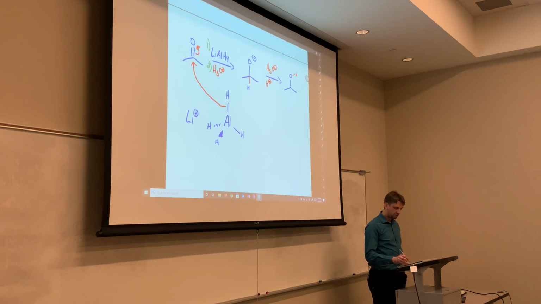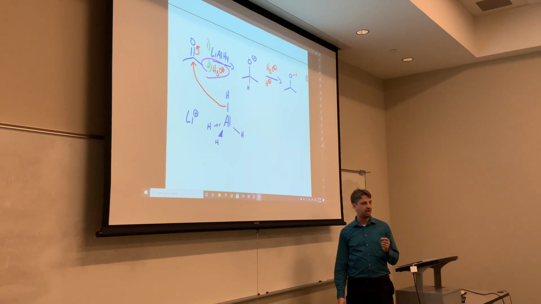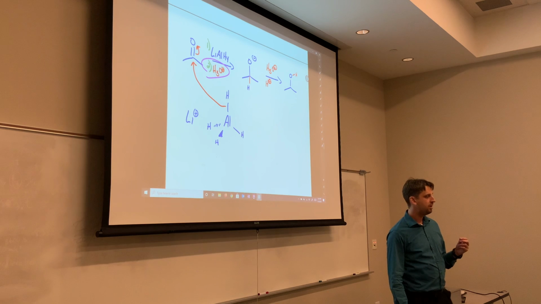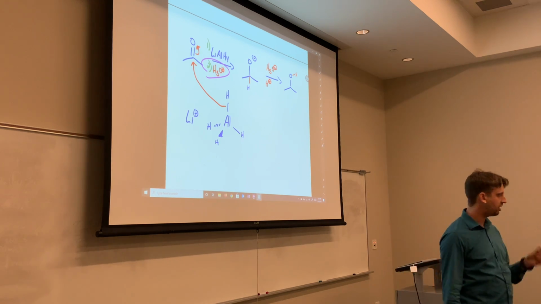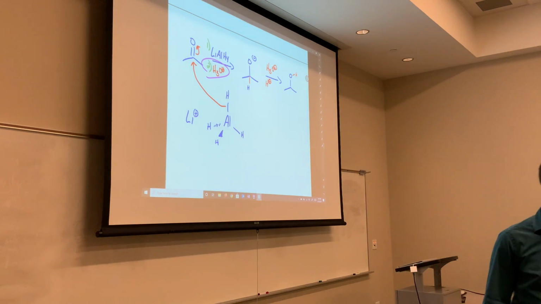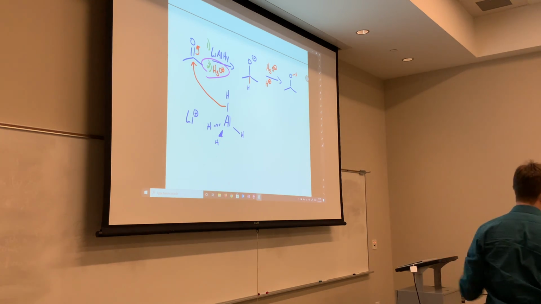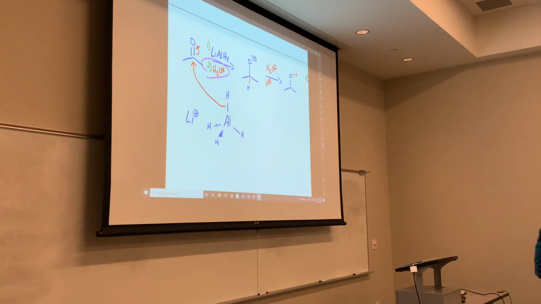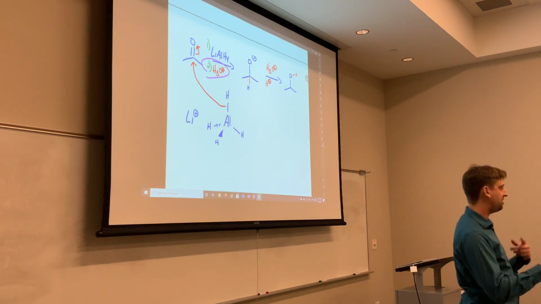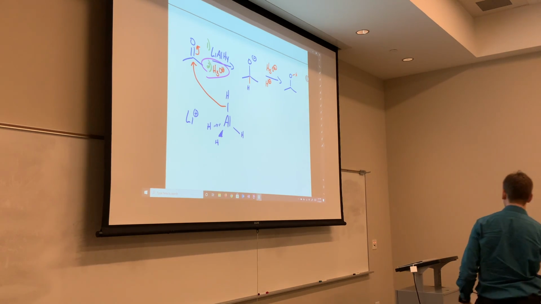The other thing we talked about is remembering that whenever we do a lithium aluminum hydride reduction, it's under strong basic conditions. And so at the end of it, we're left with the deprotonated oxygen, the deprotonated alcohol. To get our alcohol out of it, we have to come back in and do an acid workup. We're going to see these acid workups happen again and again and again.